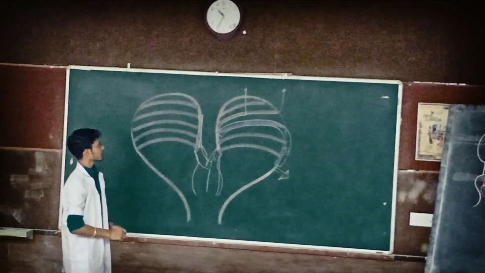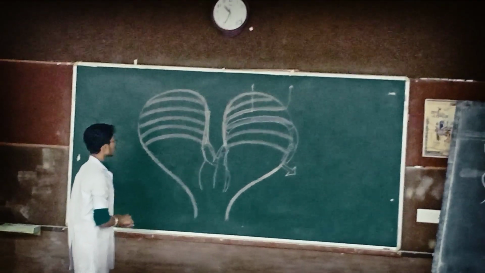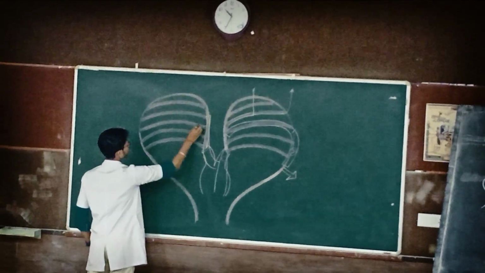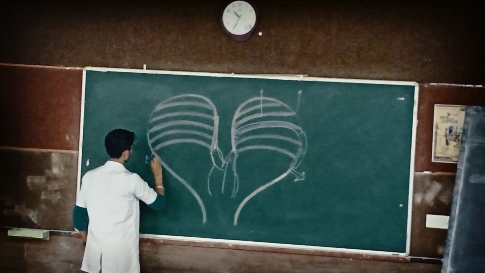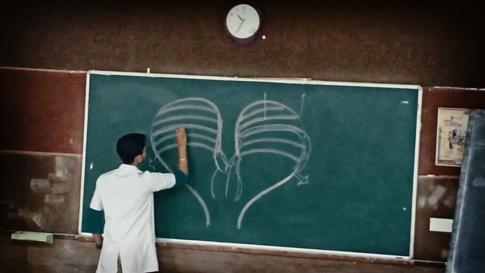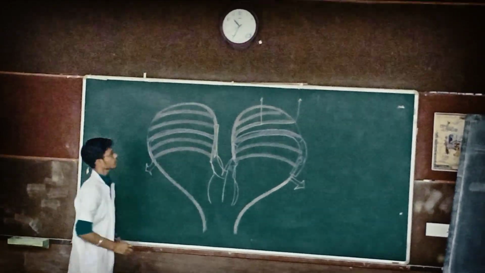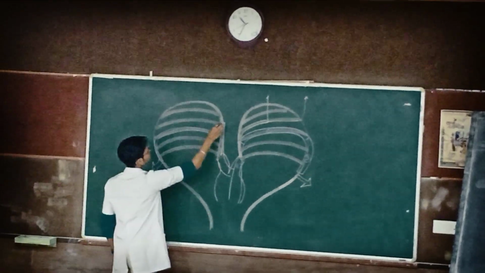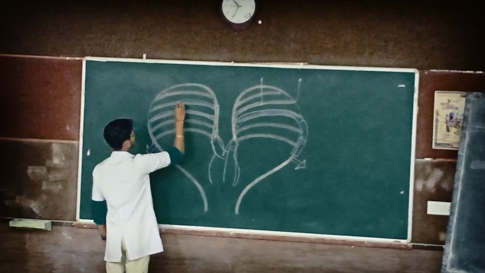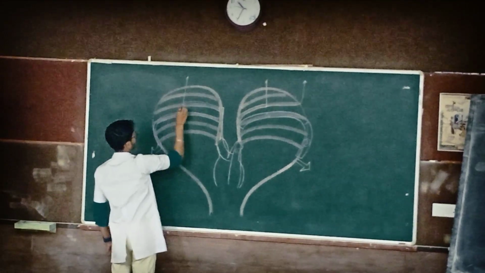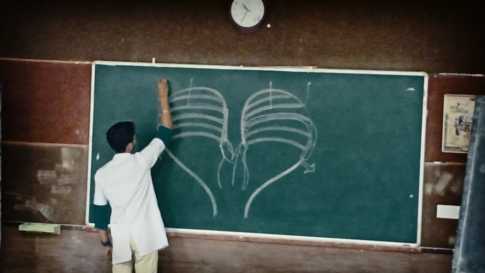The brachiocephalic trunk of the right side will have two more branches. This is the subclavian artery of the right side. This is the common carotid artery of the right side, which will have two branches, which are internal carotid and external carotid respectively.